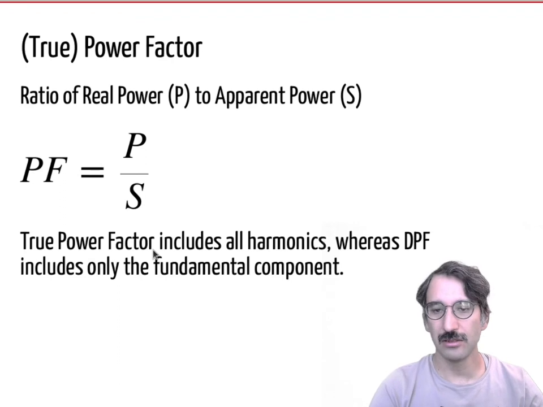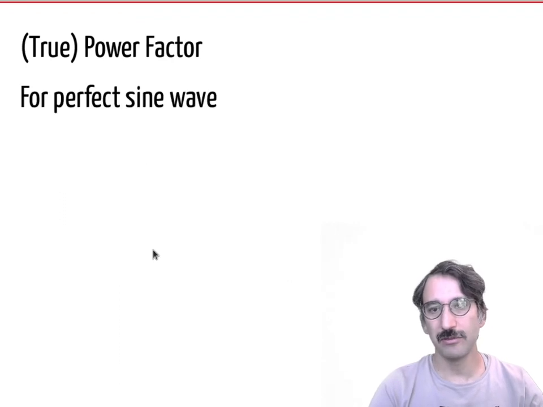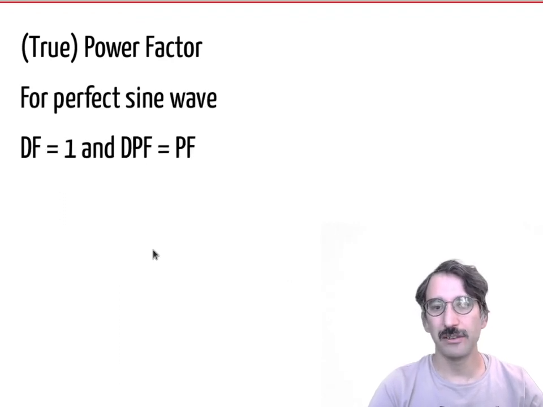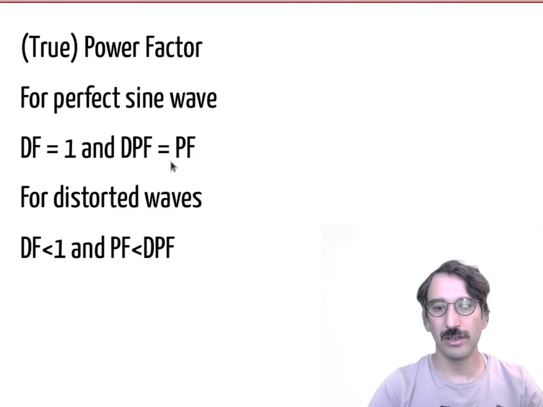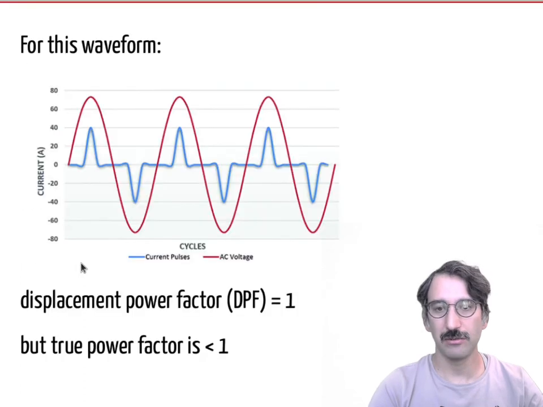Let me show you an example. For the perfect sine wave, both the displacement power factor and the true power factor are 1, so the displacement power factor is equal to the power factor. But for distorted waves, the power factor should be less than the displacement power factor. So let me give you an example.